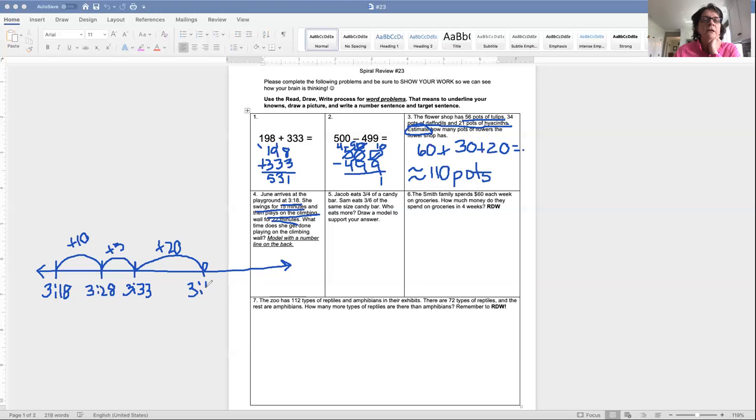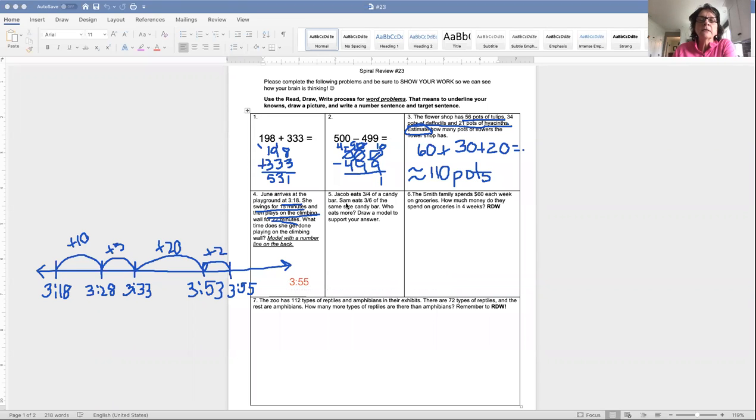But she didn't just climb for 20 minutes, she climbed for 22. So that means I've got to jump 2 more. And then 3:53 plus 2 more minutes would give me 3:55. So to answer the question, what time does she get done playing on the climbing wall? She gets done at 3:55, and I'm going to use my text feature here so I can write it a little bit neater. Your time would be 3:55. Hope you got that right.